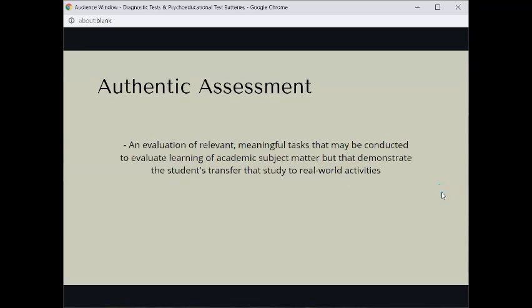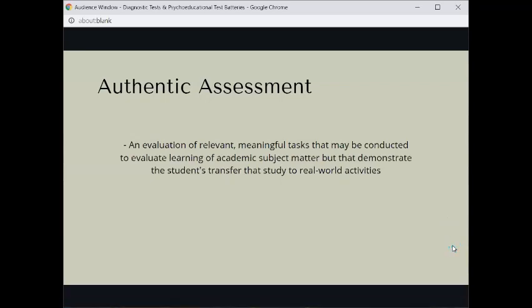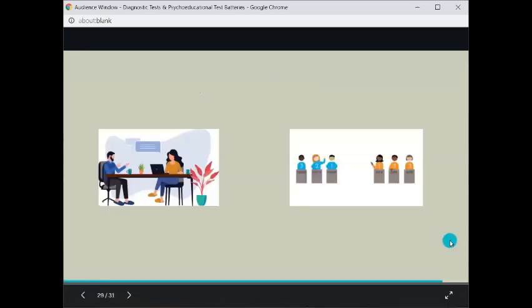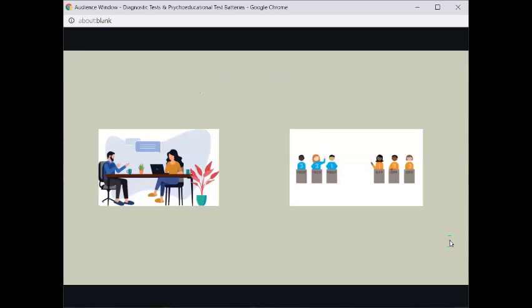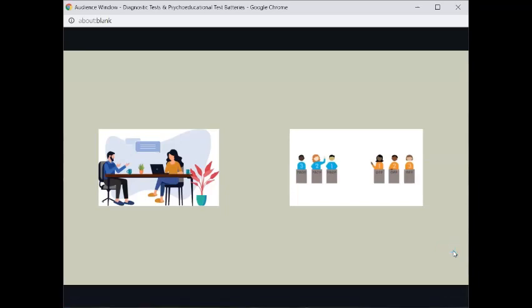Authentic assessment is an evaluation of relevant, meaningful tasks that may be conducted to evaluate learning of academic subject matter, but that demonstrates a student's transfer of that study to real-world activities. An example nito sa next slide. Example is doing a research, thesis, or debates, where you use your knowledge and skills in the real world. And sa debate, yung knowledge mo, you try to express it to other people.